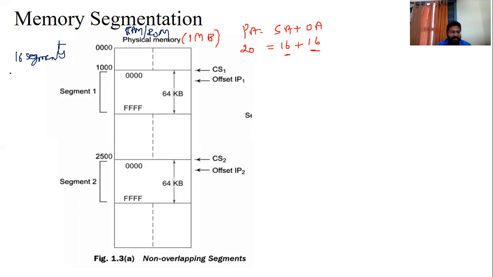Out of the 16 segments, 4 are code segment memory, 4 are extra segment memory, 4 are data segment memory, and the remaining 4 are stack segment memory. Out of these 4 different types of segments, the code segments are used for the codes only. That is nothing but microprocessor information. The programming information is stored at the code segments.